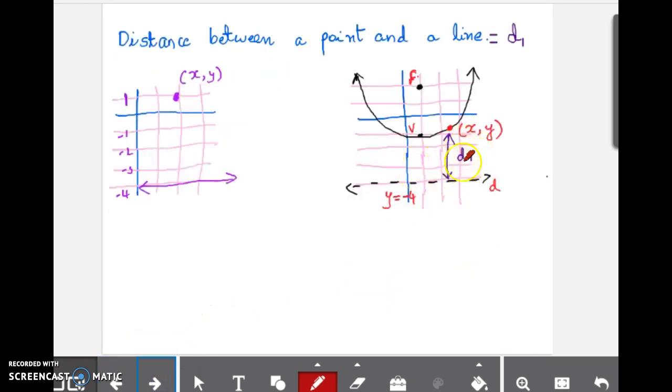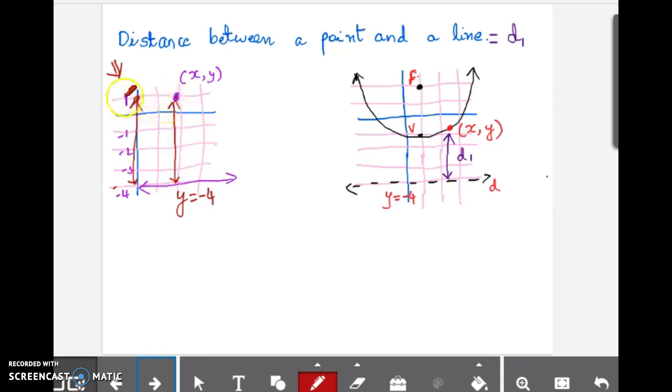The distance d1 is the distance between a point and a line. I want you to look at this example here, this graph here. Let's say this is a point (x, y) and this is the line y equals -4. How do you find the distance between here and here anyway? From this point to this line.